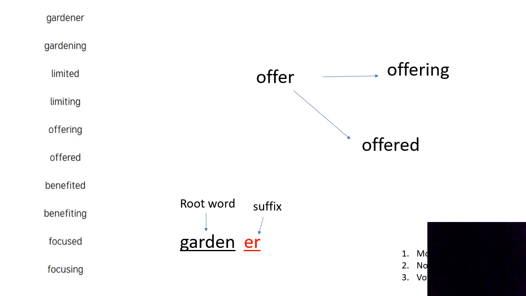Now with all of these words, they have something called a suffix on the end of it, okay? So the word gardener has the root word garden, and the suffix er.